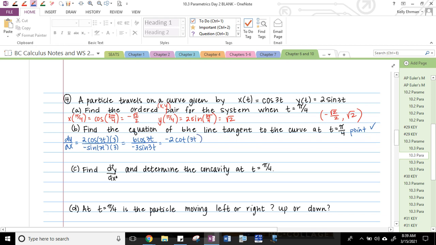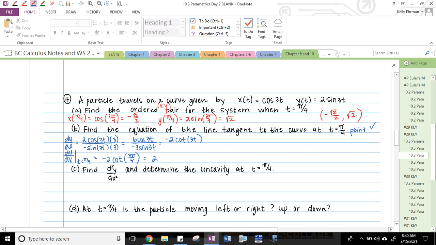Now you don't have to do that. You just need to be able to plug in pi over 4. So it depends on how well you remember your unit circle values, basically. When I evaluate dy/dx at t equals pi over 4, negative 2 times the cotangent of 3 pi over 4. Remember, pi over 4 is easy for tangent and cotangent. It's either 1 or negative 1, so you're in quadrant 2. Cotangent's negative in quadrant 2. So negative 2 times negative 1 is positive 2. So the slope is 2.